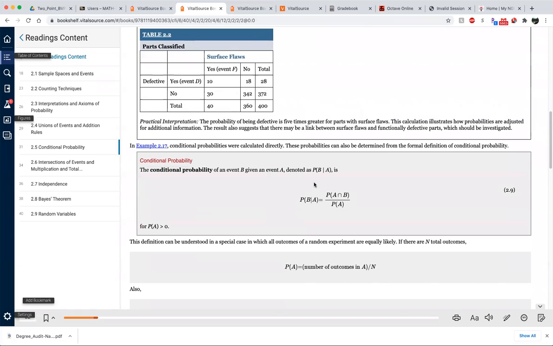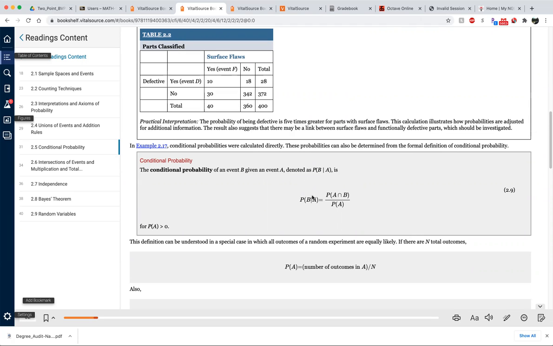And then the second way is to use the formula. So this is the formula of conditional probability. The conditional probability of an event B given an event A, denoted as P of B given A, is like this: the numerator is the probability of A intersection B over the probability of A. Sometimes, I think later, we're going to use this one to find the probability of A intersection B.